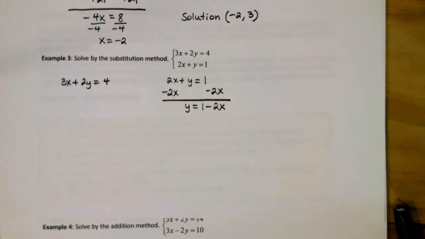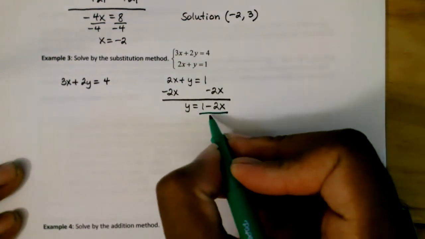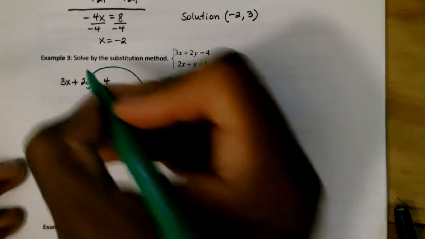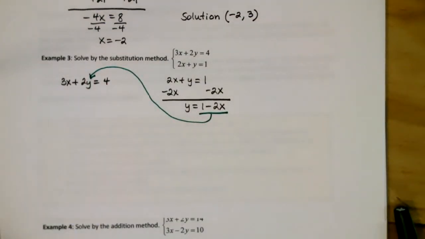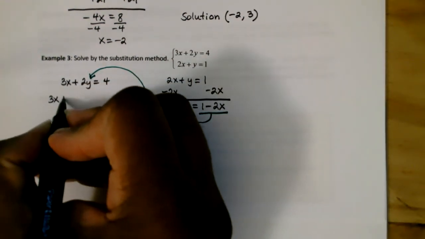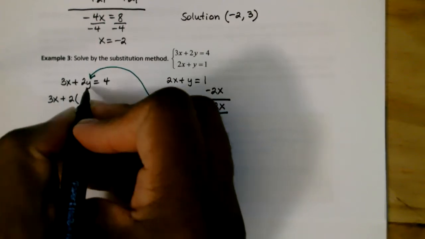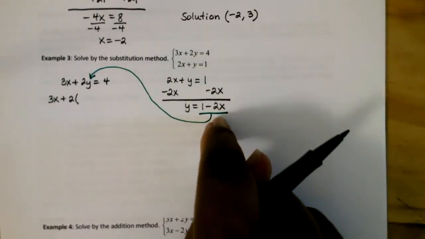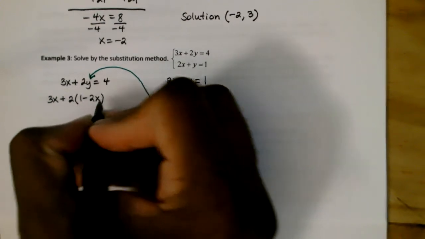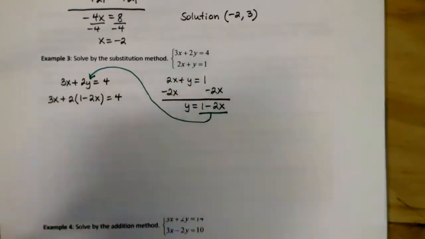Here's what I'm going to do. Since y is equal to 1 minus 2x, I'm going to take that 1 minus 2x and substitute it for y in the first equation. Hence, that's what we call this substitution. So I'm going to bring down the 3x plus 2 times that y will be substituted with this expression, 1 minus 2x. And that's equal to 4.